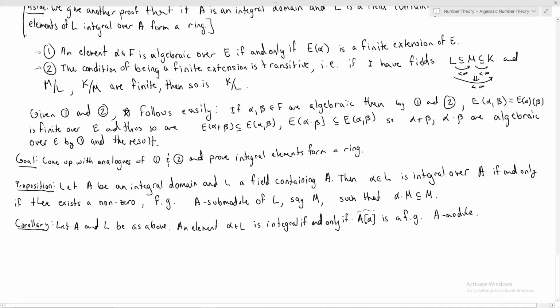So the corollary says that instead of having to worry about finding an M, all I really have to do is check for this one, A join alpha. Just check if this is finitely generated. The advantage of having this proposition is that it happens sometimes that checking that A join alpha is finitely generated is harder than finding such an M. And we'll use this version, this statement of the proposition, ultimately in our proof of the fact that integral elements form a ring.